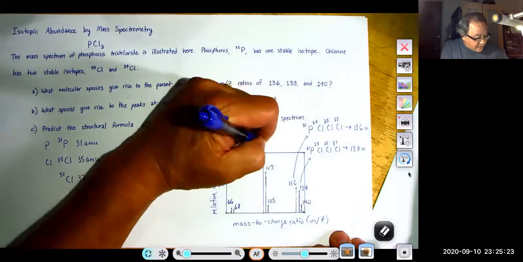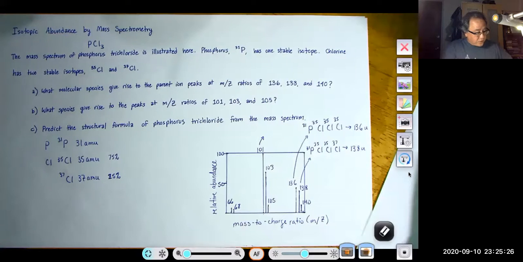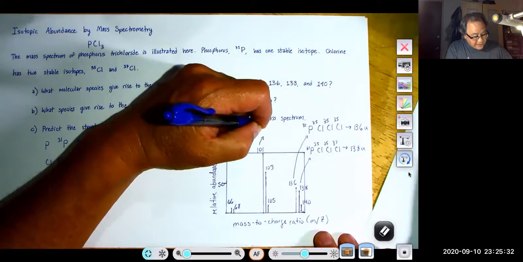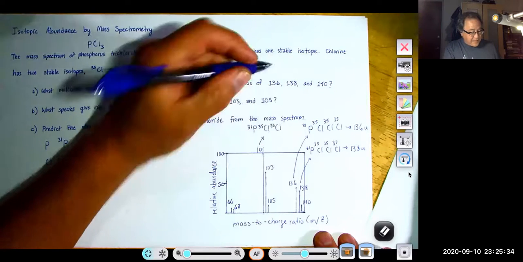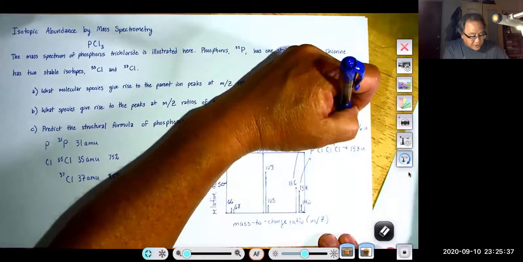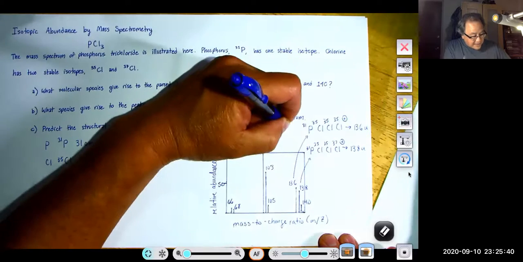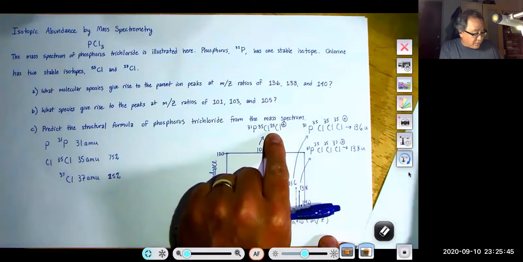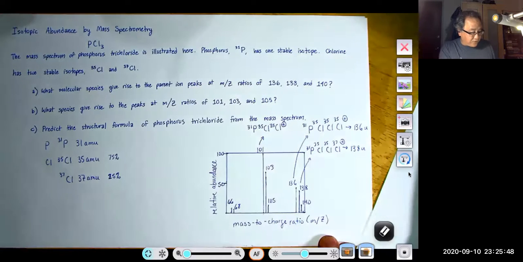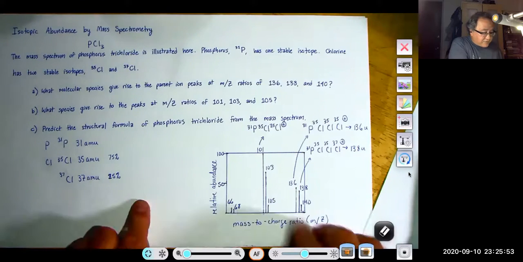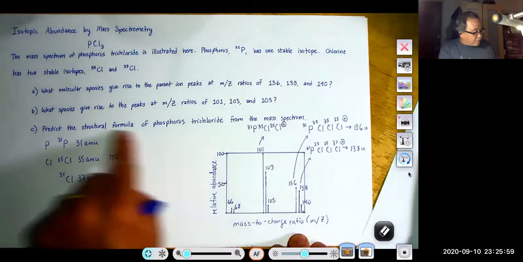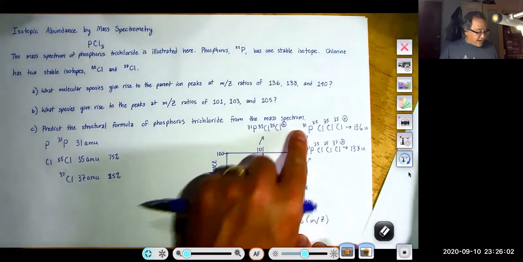So, can you figure out what this guy is, this 101? Well, what about a 31 phosphorus plus a 35 chlorine plus a 35 chlorine? Now, what I should really be doing here is putting a plus charge on these, because they're all cations. So what's 35 and 35? 70 plus 31 is 101. So what do you think the 103 is? Okay, so here, I'm going to let you figure out the 103, the 105, and then predict the structural formula of phosphorus trichloride from the mass spectrum.